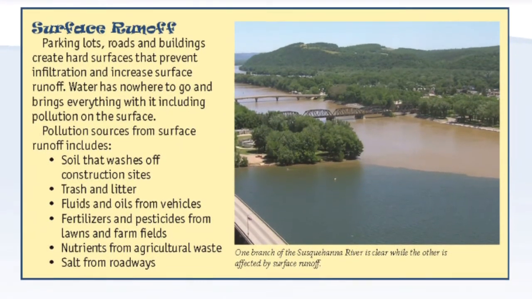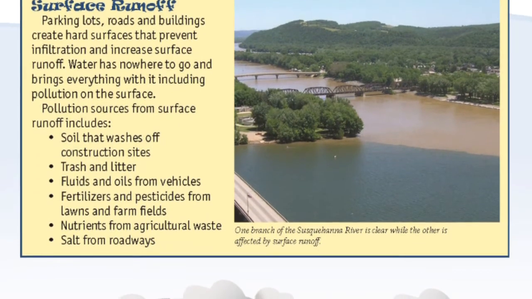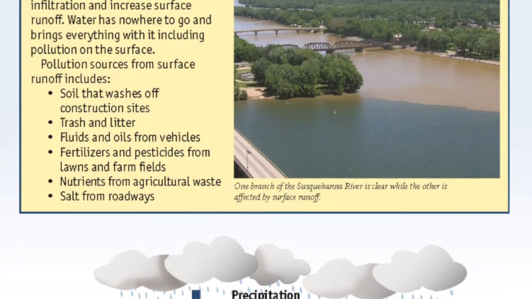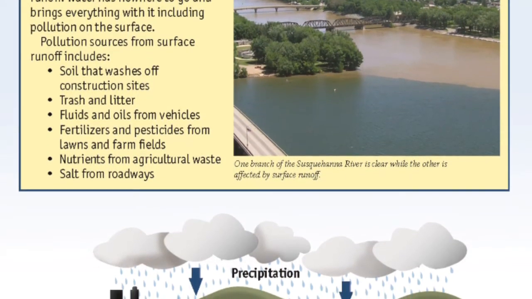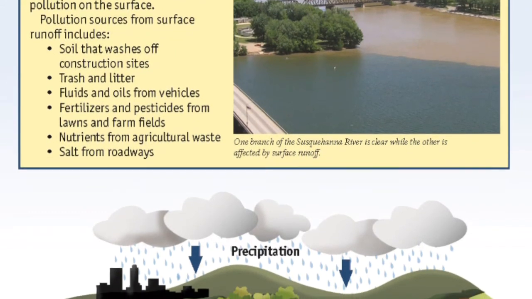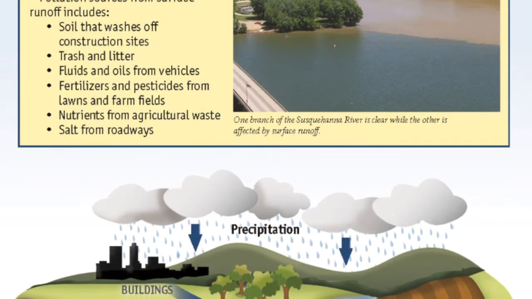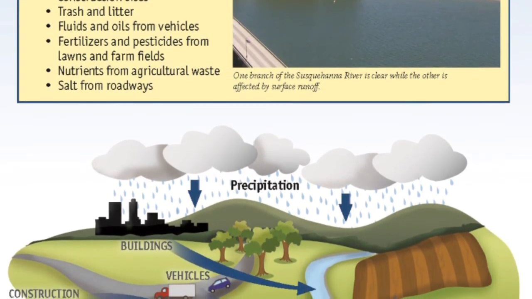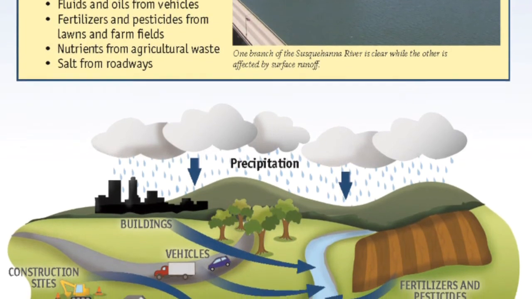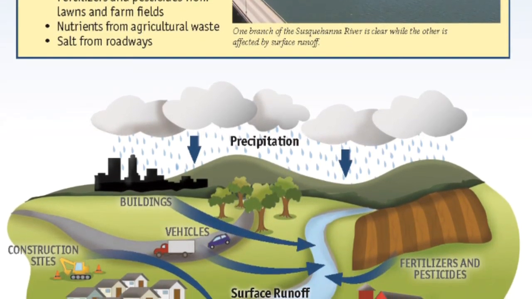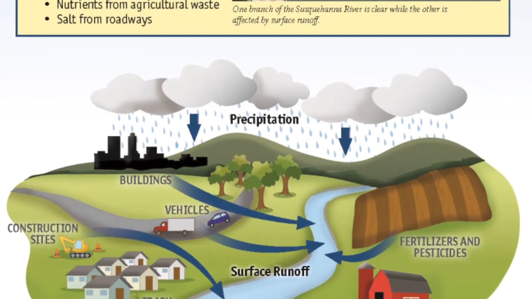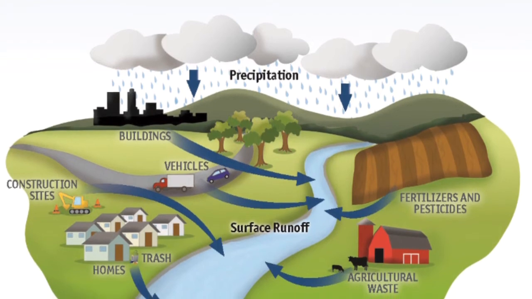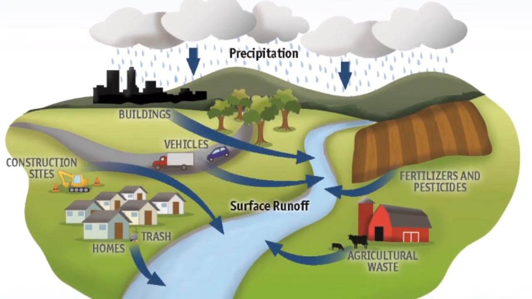Surface runoff. Parking lots, roads, and buildings create hard surfaces that prevent infiltration and increase surface runoff. Water has nowhere to go and brings everything with it, including pollution on the surface. Pollution sources from surface runoff include soil that washes off construction sites, trash and litter, fluids and oils from vehicles, fertilizers and pesticides from lawns and farm fields, nutrients from agricultural waste, and salt from roadways.